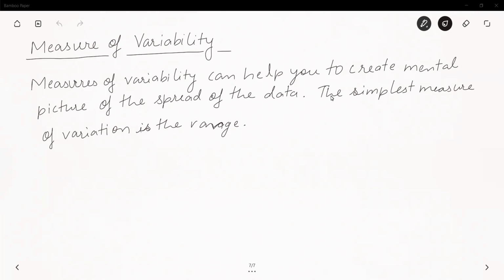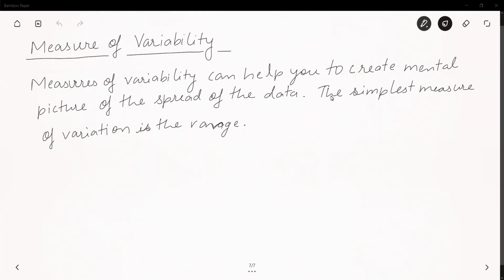Today I'm going to discuss a very important topic, measure of variability. In the last class we discussed measure of central tendency, where I talked about mean, median, and mode, and the significance of mean and median over a data set. If there is an extreme value or an outlier, the median is less sensitive to it, and the mean is more sensitive to it. These are the things we discussed in the last session.